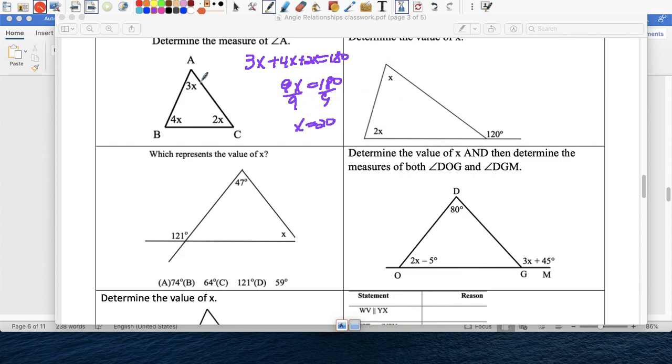I want angle A, so I'm going to go back here and go 3 times 20. And 3 times 20 is 60 degrees. So angle A measures 60 degrees.